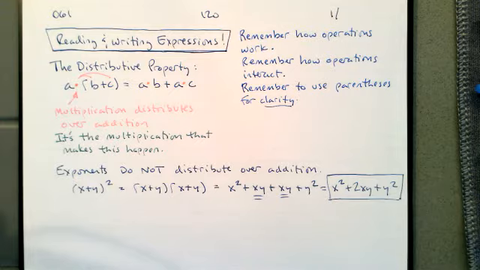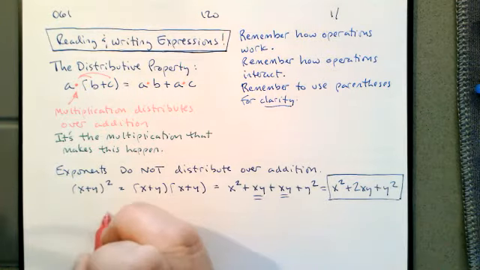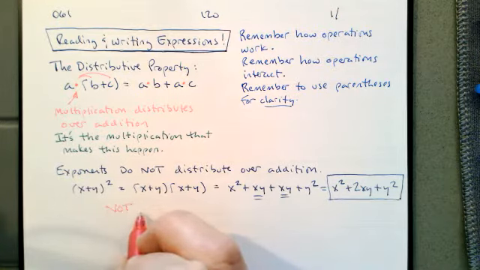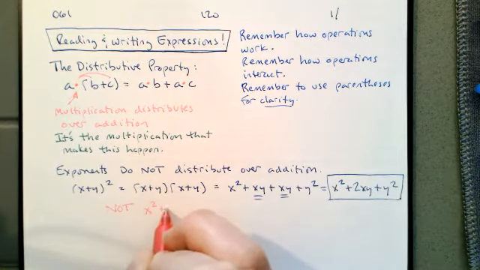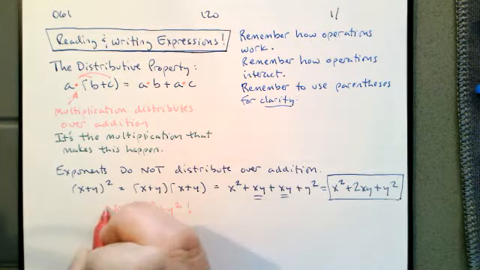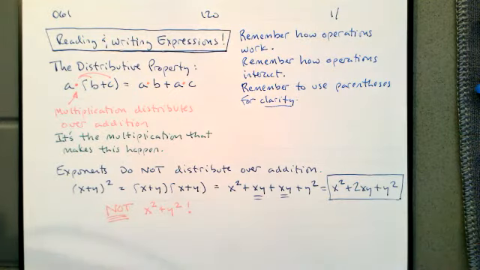So x plus y, the square of the sum of x and y, is the product of 2 copies of the sum of x and y, not just x squared plus y squared. I can't just take the 2 and distribute it to the x and y. That's not what this means.